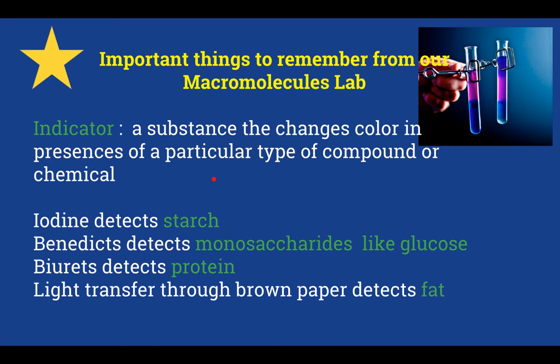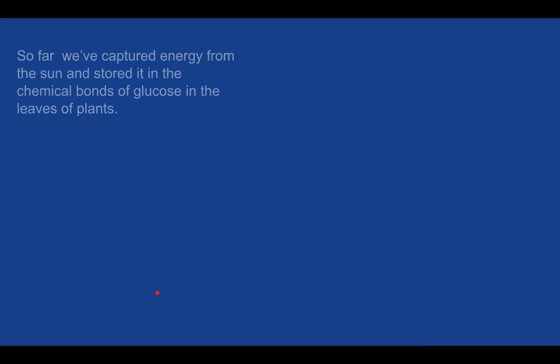All right, indicators. You should know that iodine detects starch. Benedict's detects sugar. You don't really need to know burettes. You don't need to know the fat, but we did do those. They're kind of fun, but you don't need to know those for the test.